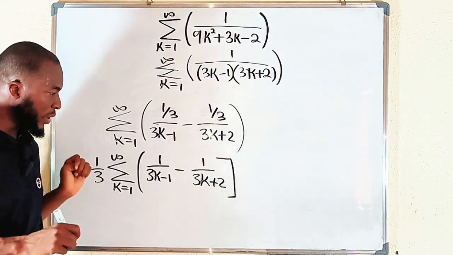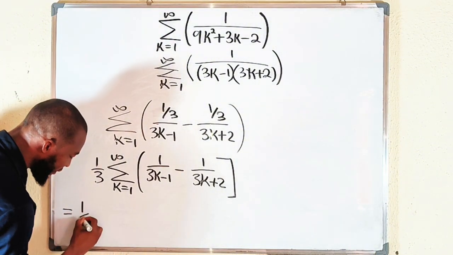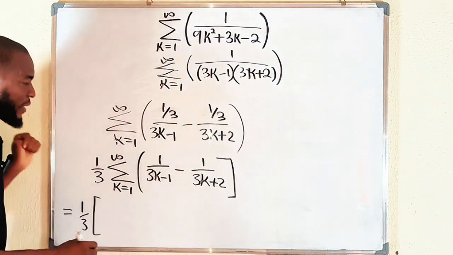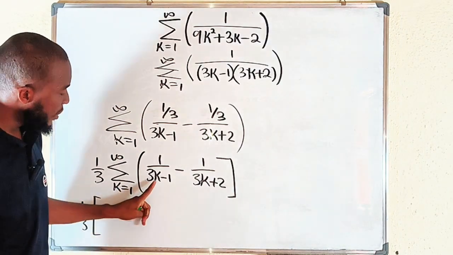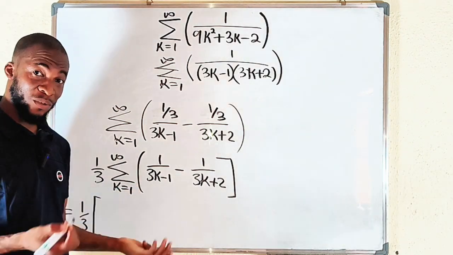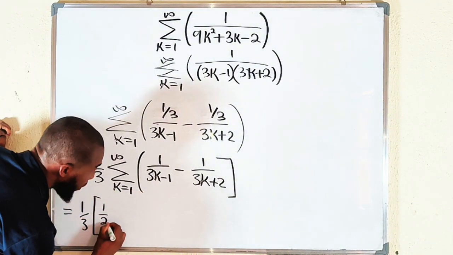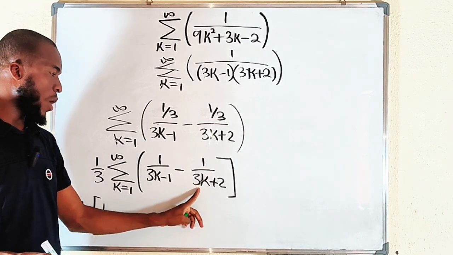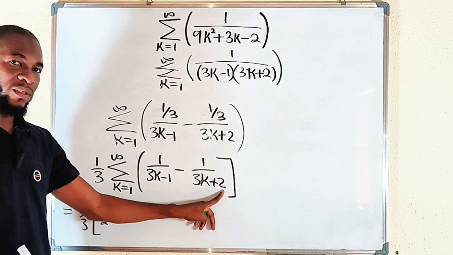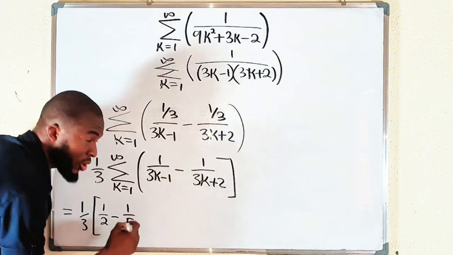Now let us start plugging in some values and see the behavior. This is equal to 1 over 3 multiplied by... what happens if k is 1? Because we are starting from 1. We have 3 times 1, which is 3, minus 1 is 2, so we have 1 over 2. Minus 1 times 3 is 3, plus 2 is 5, so we have 1 over 5. We are done with 1.